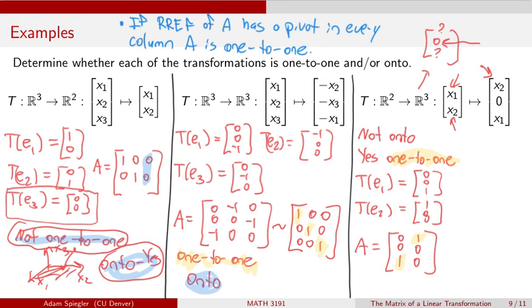So in identifying whether a linear transformation is one-to-one or onto, it may be very useful to write out these transformations in their matrix form and then look at properties of the matrix, namely pivots, and think about how that relates to whether this is going to be a one-to-one or an onto function. So we will generalize this discussion on the next slide.